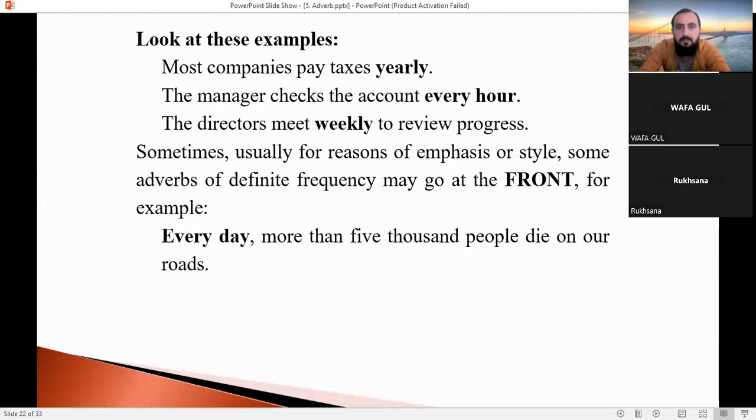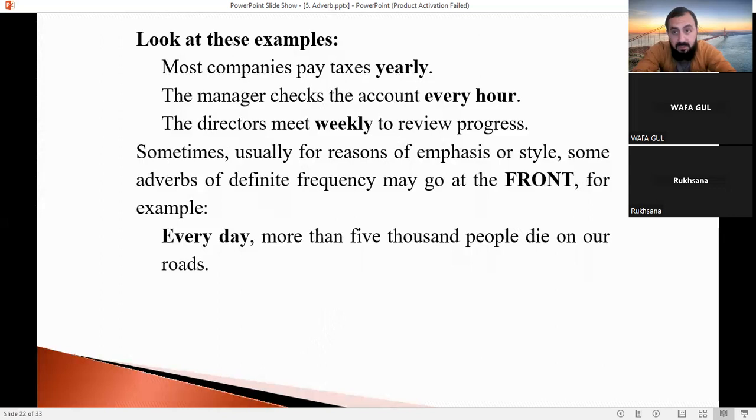Okay, sir. Sometimes, usually for reasons of emphasis or style, some adverbs of definite frequency may go at the front. For example, every day, more than 5,000 people die on our roads. Sir, we can also say more than 5,000 people die on our roads every day. Fine, yeah, you can say that. You can use it at the beginning or at the end. Sir, what is the difference?